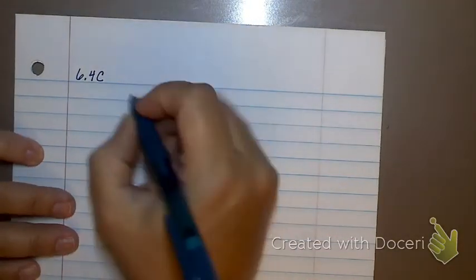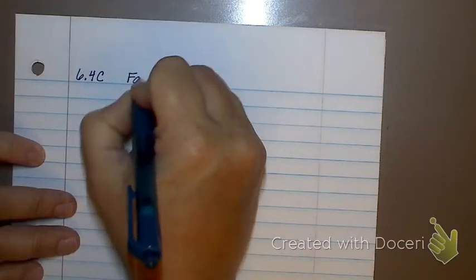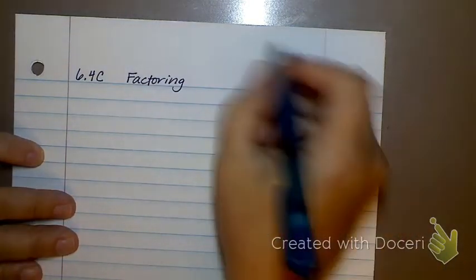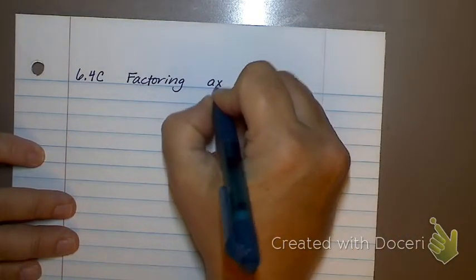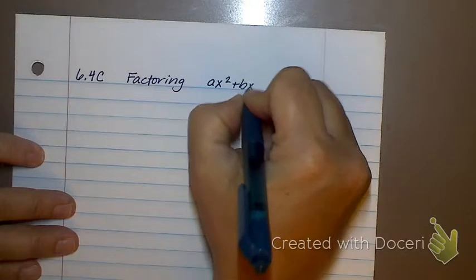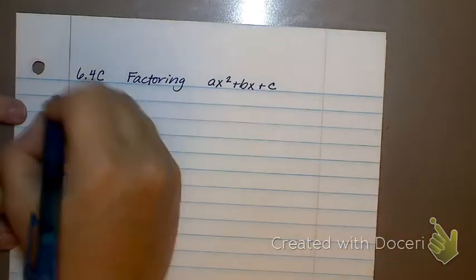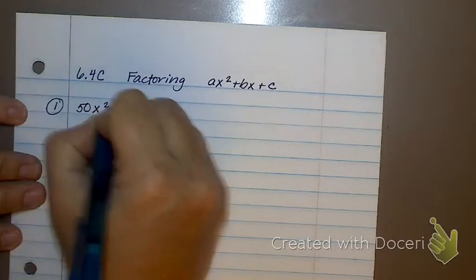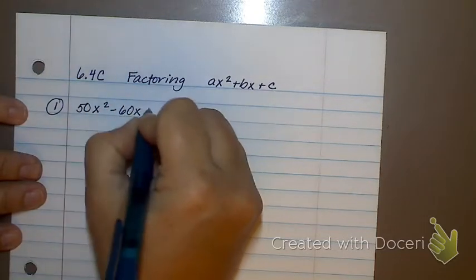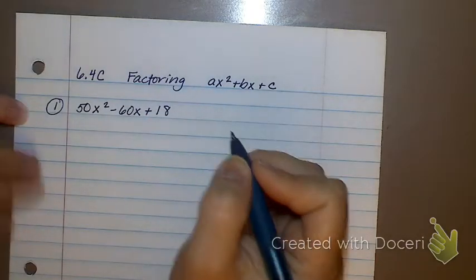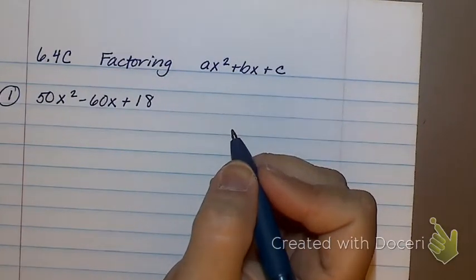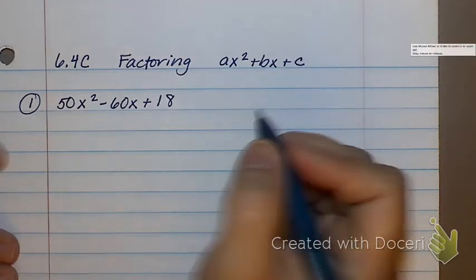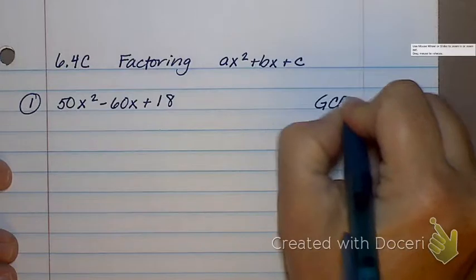So 6.4c, again, we are factoring using the snowflake or the super x. We are factoring ax squared plus bx plus c. Okay? So starting off, 50x squared minus 60x plus 18. What is the first step we always need to have? Always, always check for GCF first. GCF first.